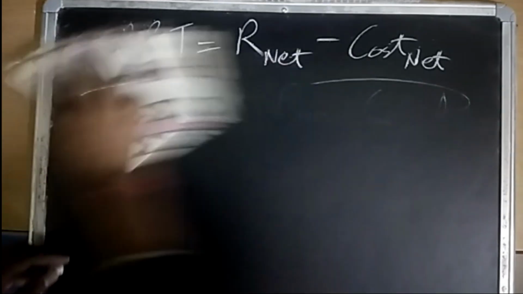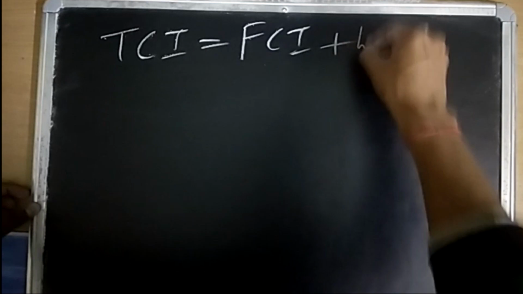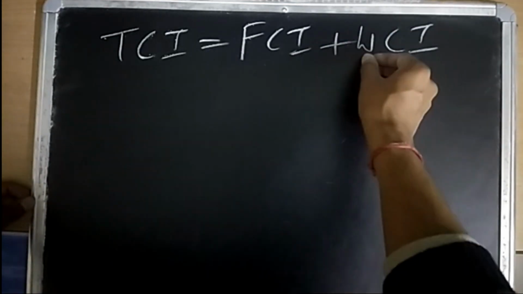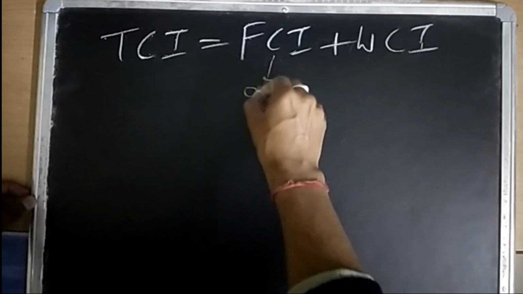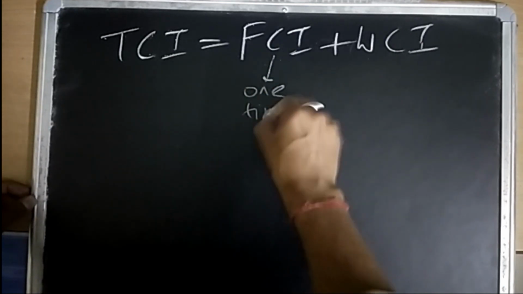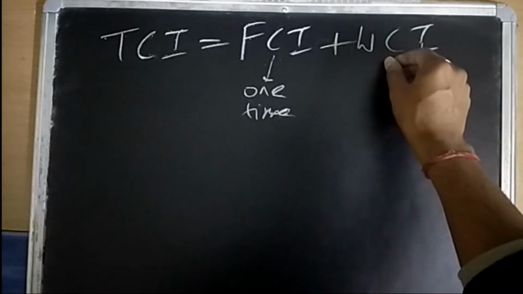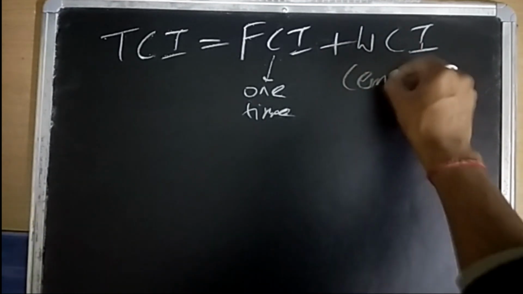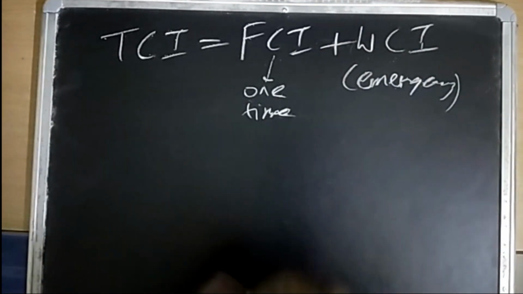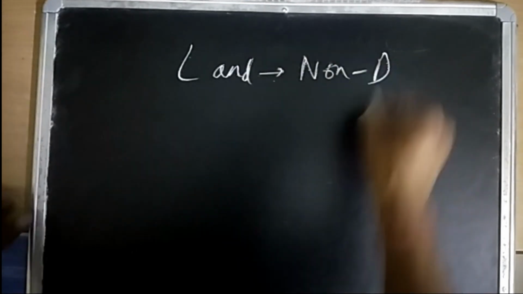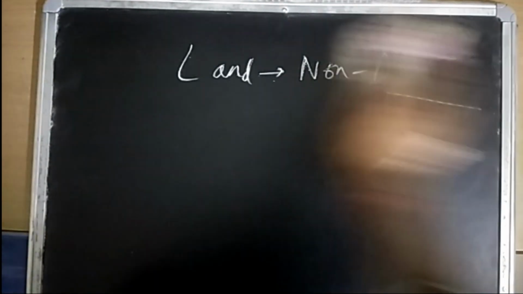One more thing to look at is TCI, total capital investment, which is FCI plus WCI: fixed capital investment and working capital investment. This is one time at the starting, and working capital investment is also at the start, but this could be used for emergency purpose. And there is land. Land is a non-depreciable capital investment.